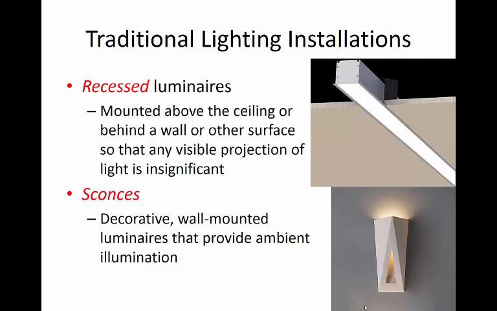The opposite of this would be what we call a face mount or a surface mount. That's when the light is attached to the actual surface. If you look at the bottom right, here's an example of a light that's mounted on the outside face of the wall. So this would be a surface mount. This type of light in particular is referred to as a sconce. These are decorative wall-mounted luminaires that provide ambient illumination, and they could provide task or, more often than not, additional decorative lighting.